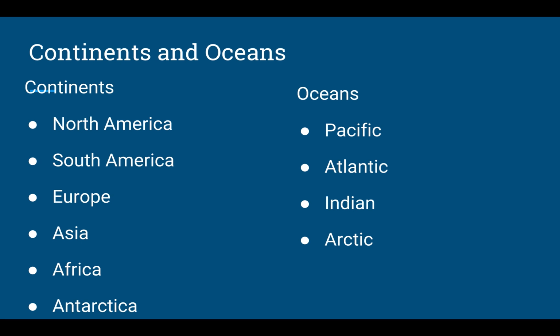Now, say you go on the East Coast, say you are in Virginia or you are in New York, that would be the Atlantic Ocean. The Atlantic Ocean separates North America from Europe. Then, of course, we have the Indian Ocean and we have the Arctic Ocean, which is way north and it is very, very cold there.